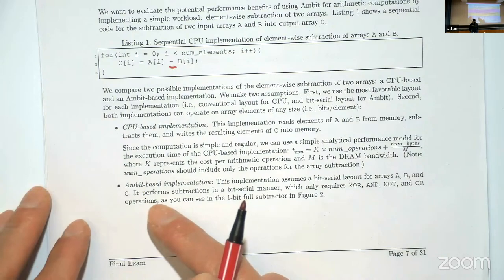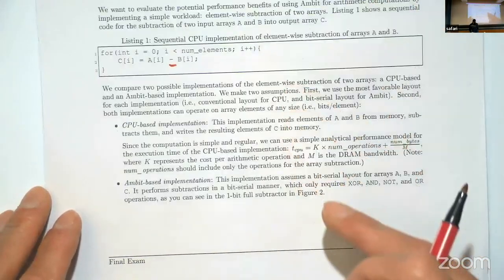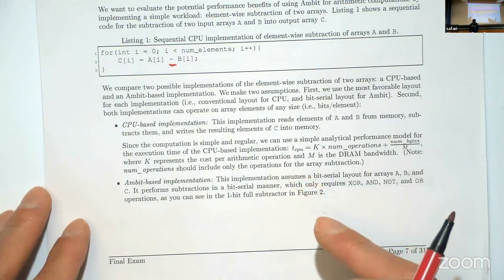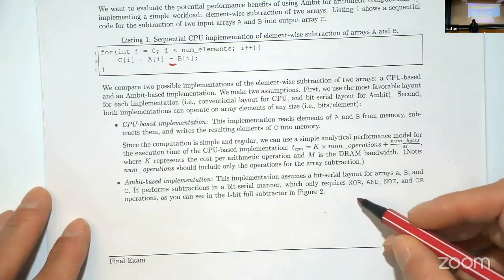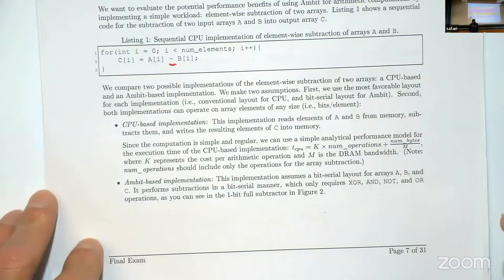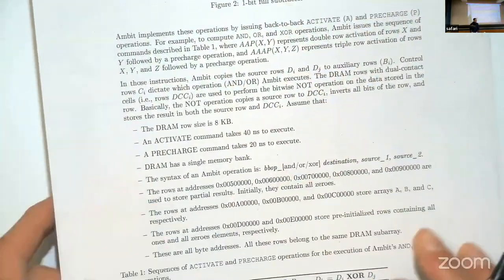And here we also have the Ambit implementation, which is going to use the bit-serial design to implement the subtraction using only XOR, AND, and OR operations, as you see in figure 2. So this first part is just introducing the question. There is another page just introducing the question.